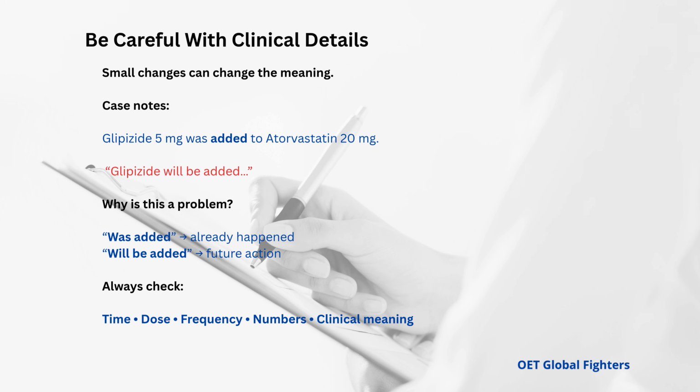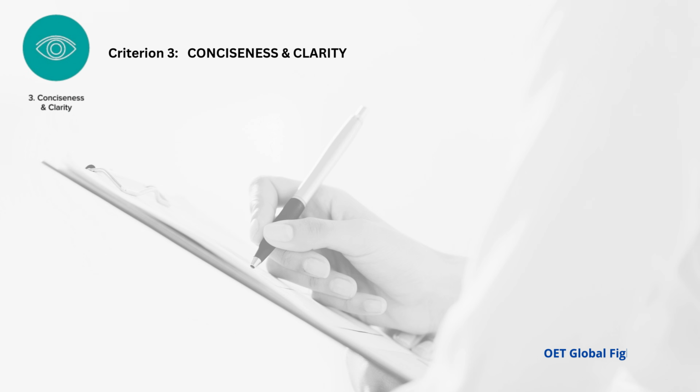And this is something I want you to be very careful about. When you paraphrase, don't just think about vocabulary. Think about time, meaning, numbers, doses, frequency, and clinical details. Right? Now let's move on. Conciseness and clarity. And I actually like this criterion because it teaches you something very important about OET writing.